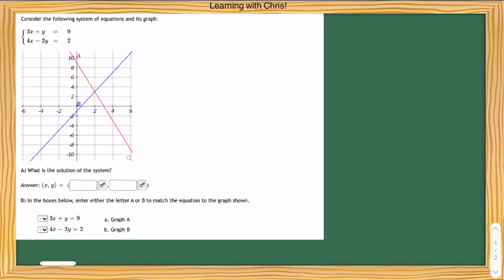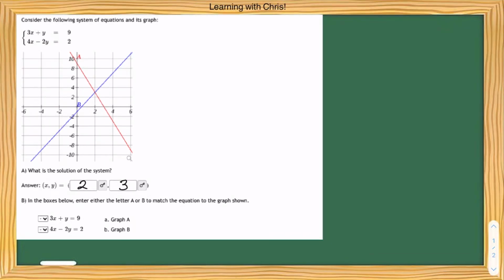So now after looking at your scaling and seeing that we're counting by twos, we know that our x-coordinate is going to be 2 and our y-coordinate is going to be 3, since that is in between the 2 and the 4. So our solution to this system of equations is going to be (2, 3).